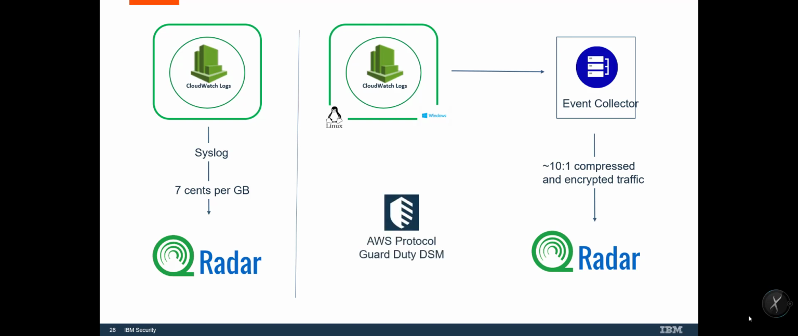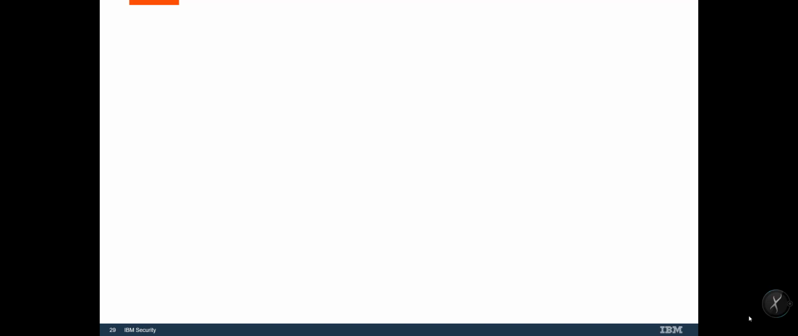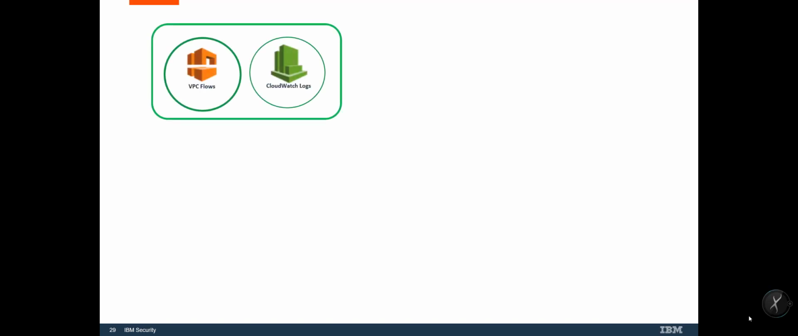And for those of you keeping track of the exact names, this is the AWS protocol and the GuardDuty DSM. Still there, still good. And there's some cases where it's still the best answer, but we're moving to a lot of other answers at this point. Okay, so we're trying to get those VPC flows that I talked about just a couple of minutes ago, as well as our CloudWatch logs, right?